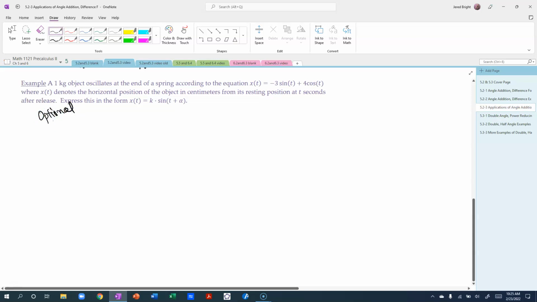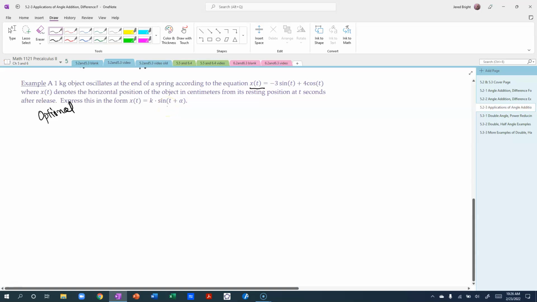Or if you want to stay tuned and see why we actually need this stuff in actual application, this comes into play when you're working with physics. Okay, so we have a scenario: a 1 kilogram object at the end of a spring oscillating, meaning it moves back and forth according to this particular equation that we're given. We're looking at horizontal position from its resting position, and we want to express it in this compact form.